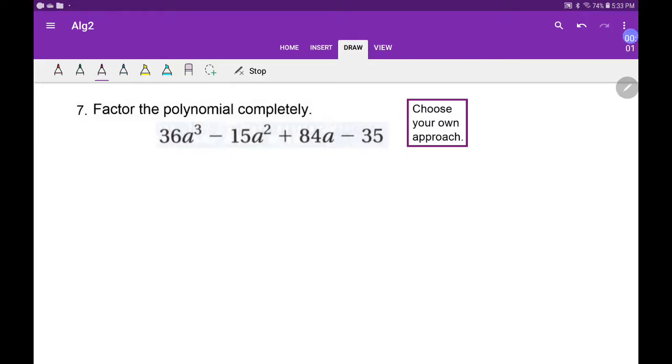We're going to factor this polynomial completely. We're doing this a lot. It's good practice. And the thing that stands out to me here is the idea of grouping.